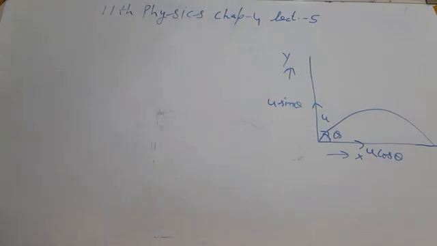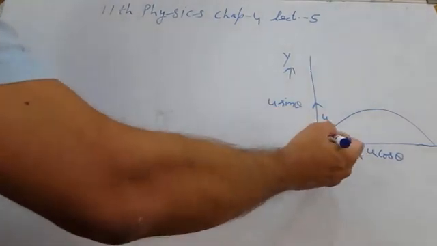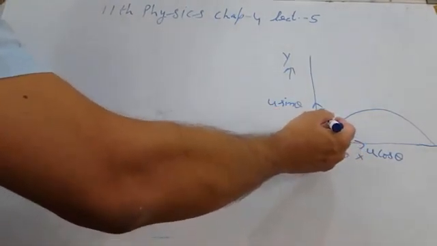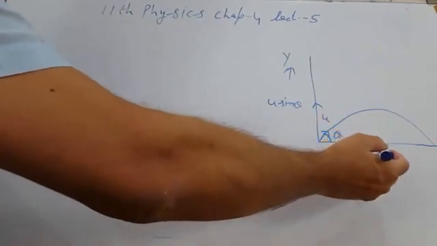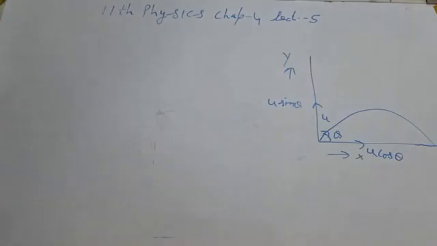In the previous lecture, we were discussing projectile motion. Now in this lecture, we will discuss it further. As I told you earlier, this projectile was thrown in this direction with velocity u. u cos theta will be the component along the x-axis and u sin theta will be the component along the y-axis.